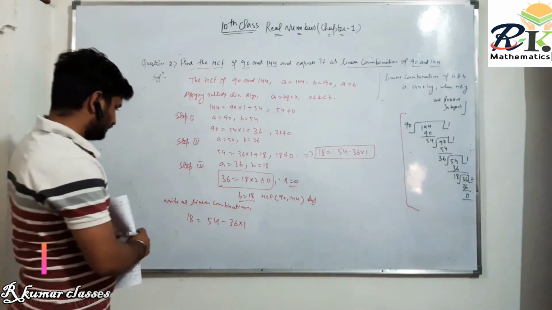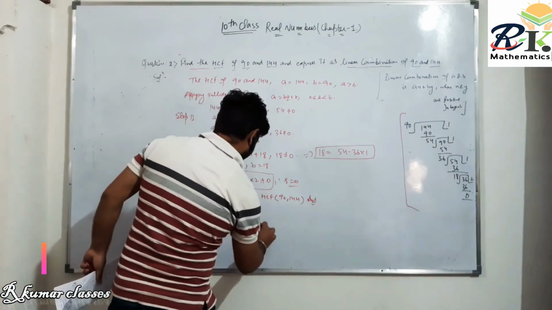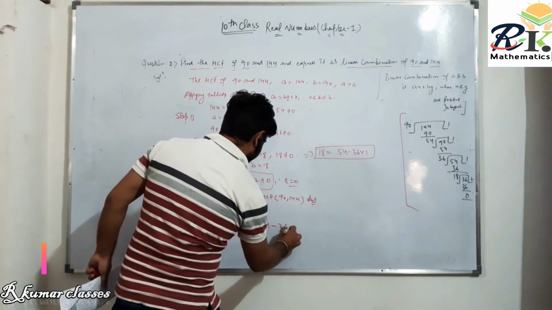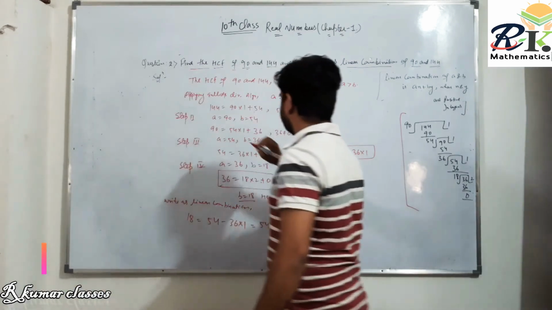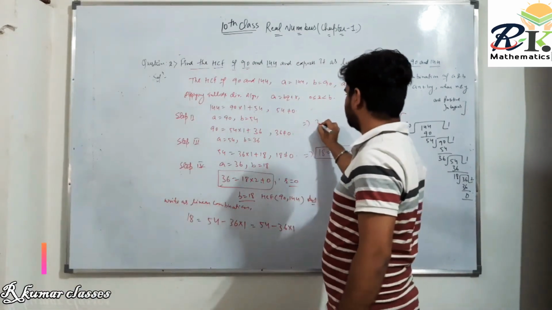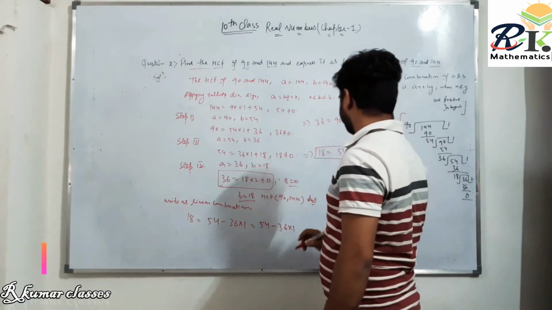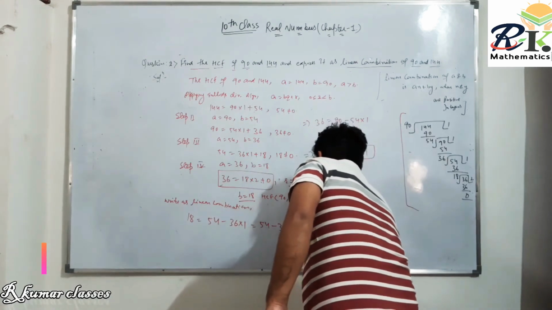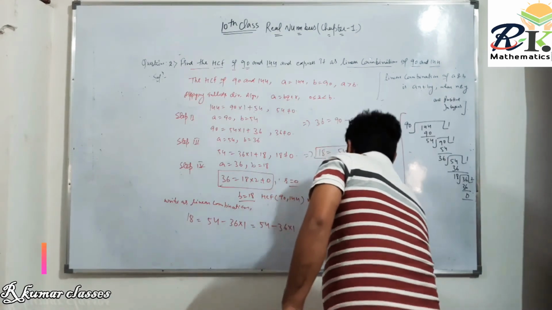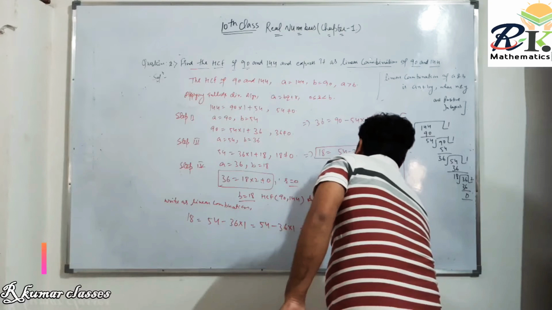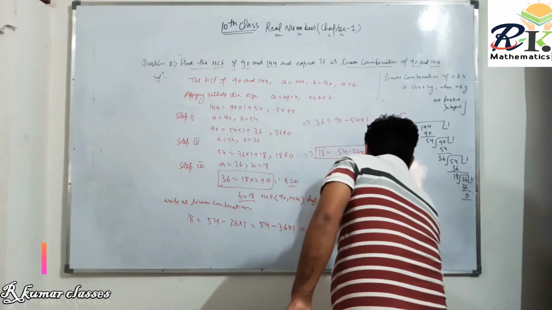Now we put the value of 36 here, in 54 minus 36 into 1. So we take the 36 value from step 3. 36 is equal to 90 minus 54 into 1. So here we put the value of 36: 54 minus, 90 minus 54 into 1.